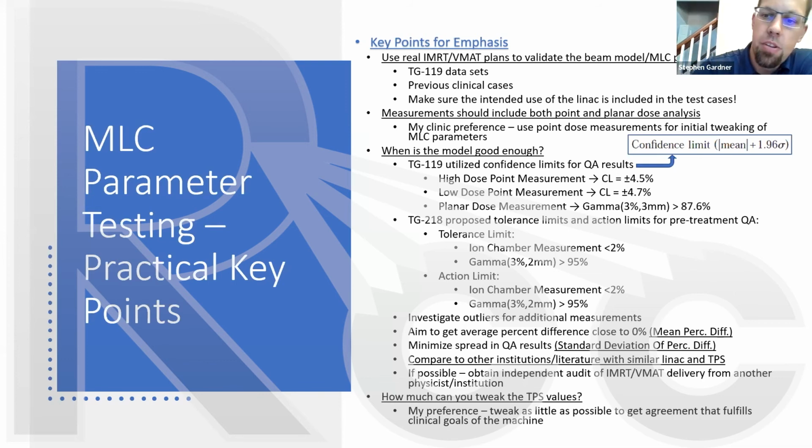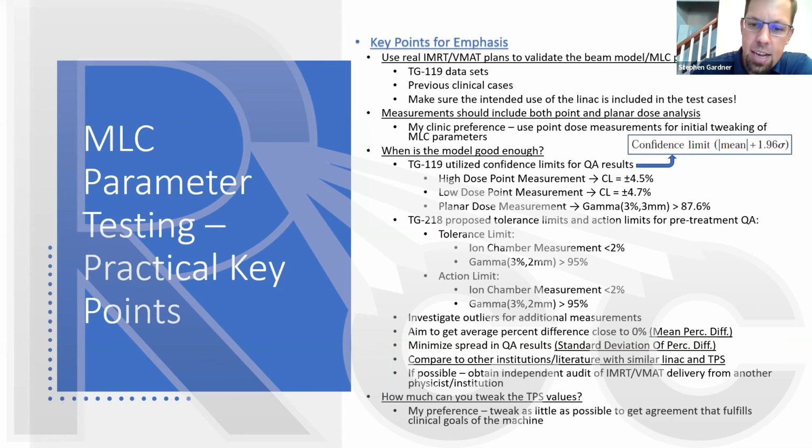TG218, which covers tolerance limits and action limits for pretreatment QA, recommends a tolerance limit of 2% for ion chamber measurements and, for gamma analysis, 3%, 2 millimeter, greater than 95%. And an action limit as well, although I think the action limit is probably a little bit less strict. I think this may be a typo, so I need to follow up on that one.